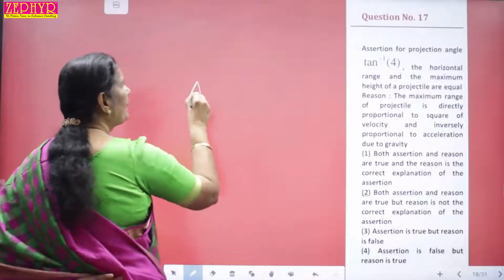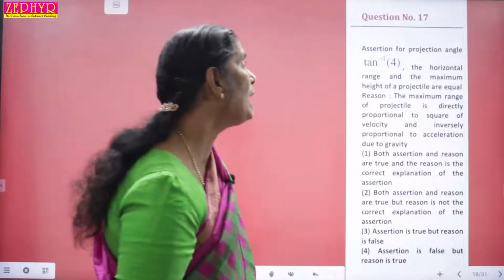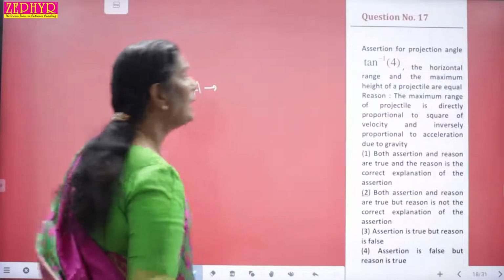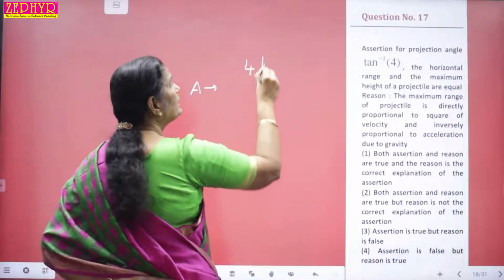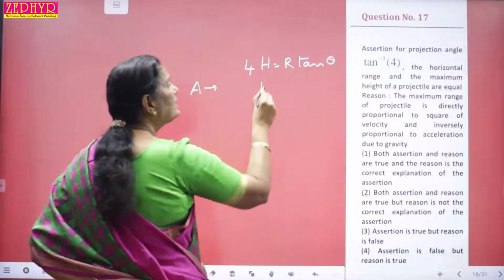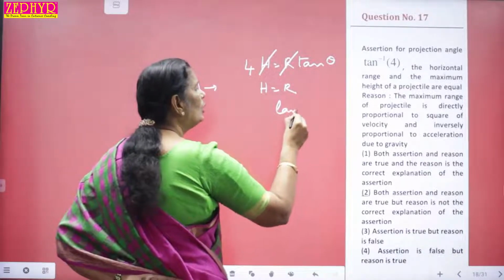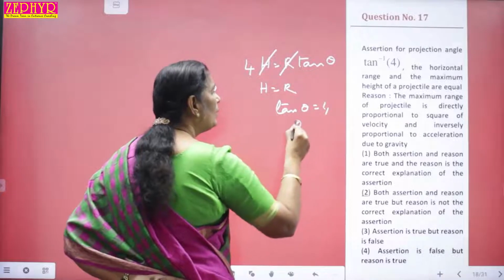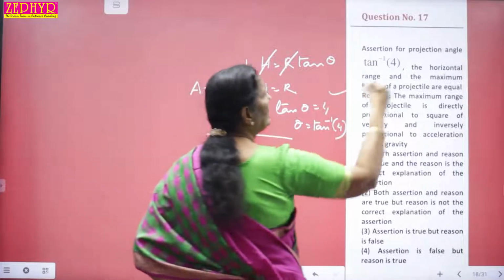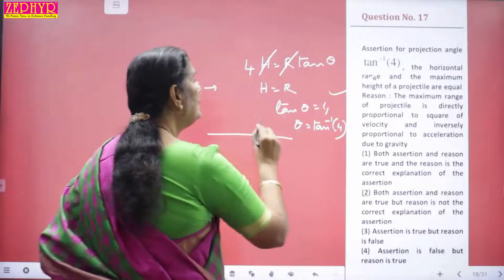Again, assertion. The projection angle is tan inverse 4. The maximum range and maximum height of the projectile are equal. Yes, that is correct, because we have studied that 4h is equal to R tan theta, a very important result. Once h and R are equal, they cancel, so tan theta is equal to 4, and theta is tan inverse 4. What is said here is correct, so the assertion is correct.